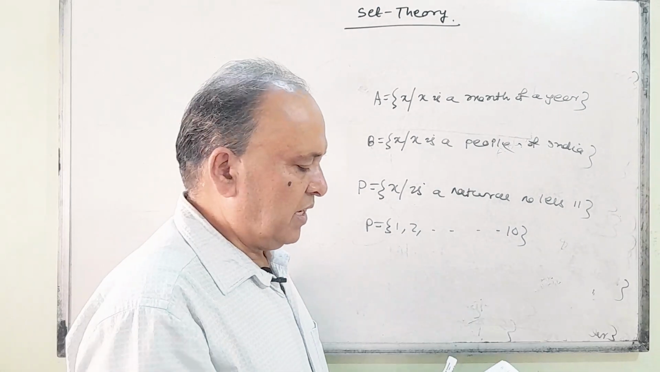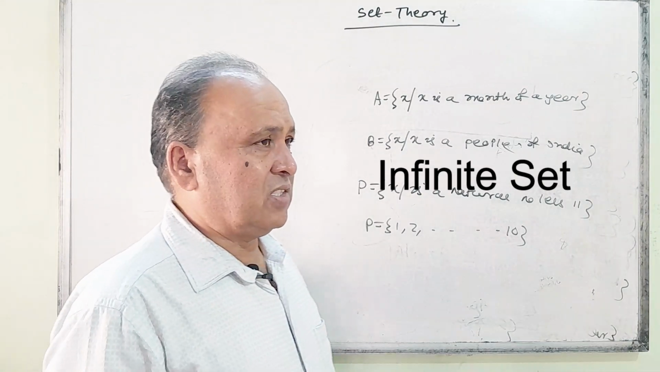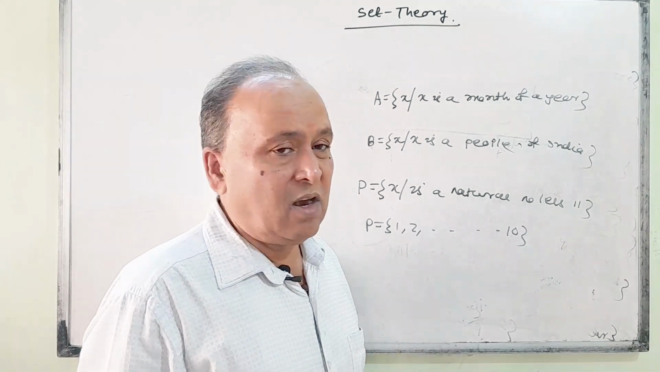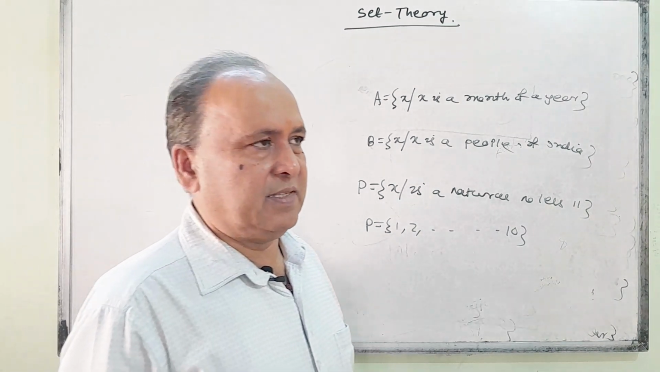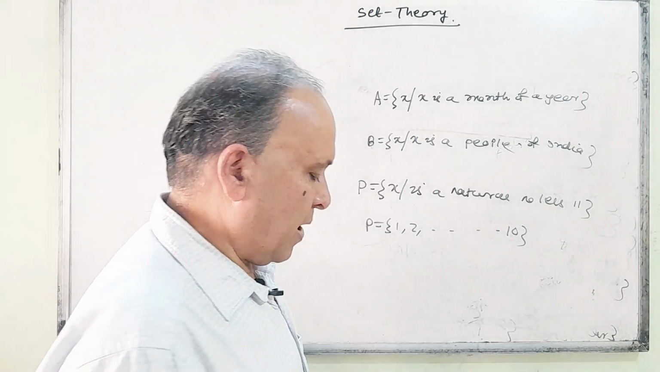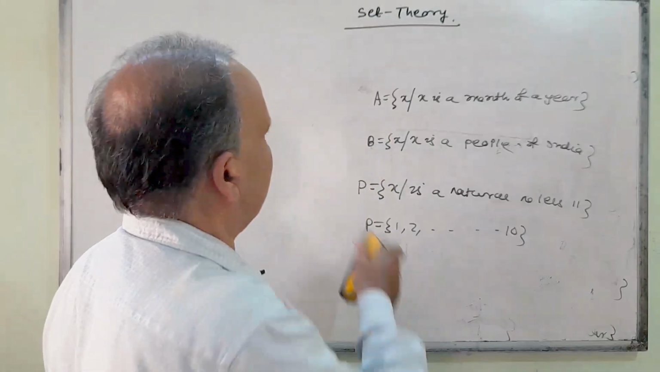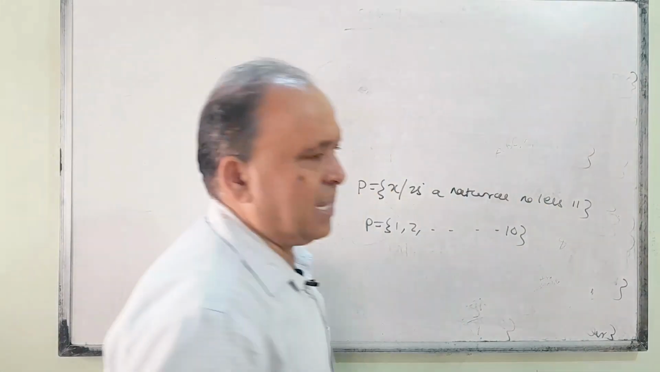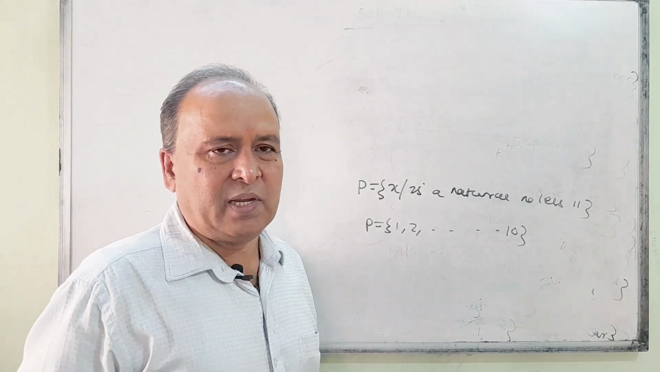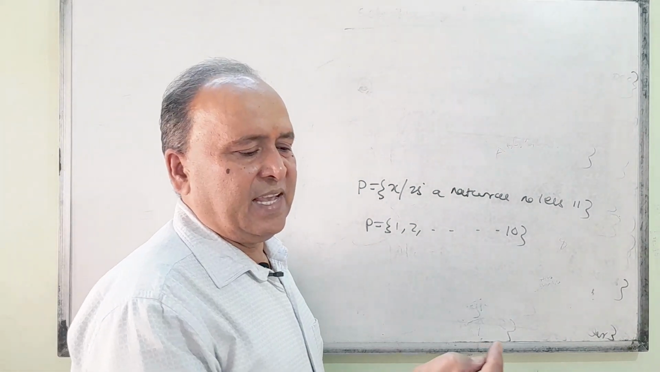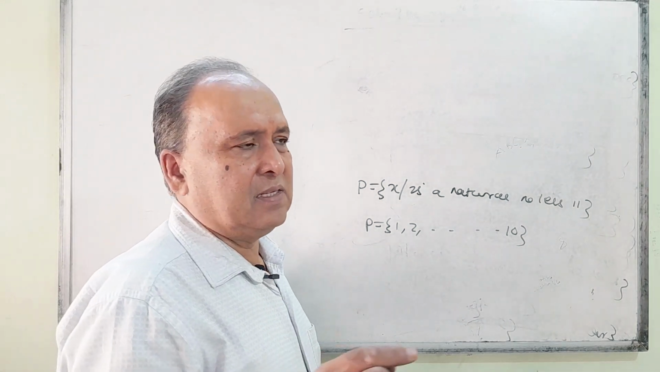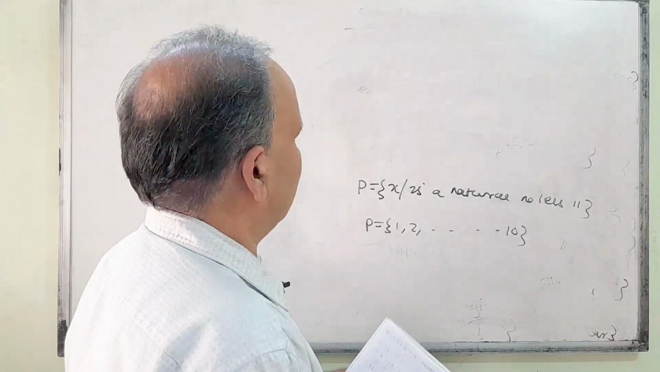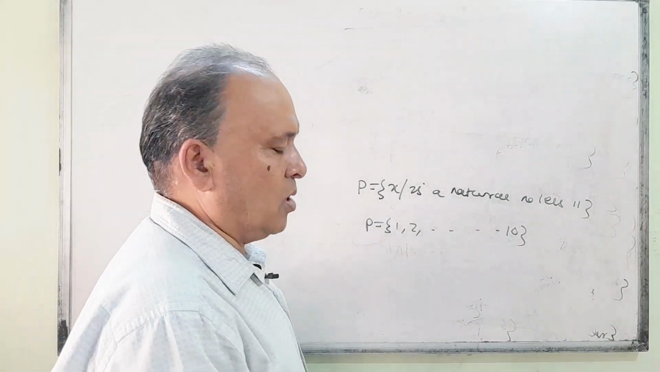Next, come to infinite sets. The set which has an infinite number of elements, that means we cannot count the number of elements of the set, is called an infinite set. I am giving you an example: x such that x is a star of the universe. We cannot count it. Or x such that x is a sand particle on a sea beach. So these are infinite. Now I am giving you some infinite sets related to the number system.